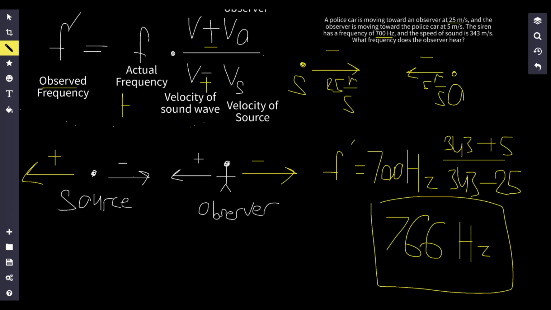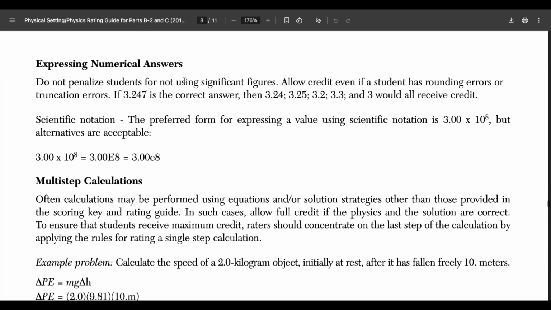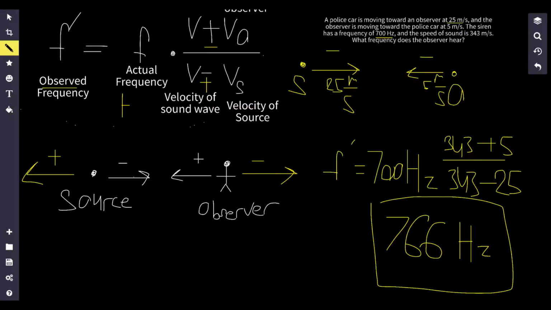For those of you who are worried about rounding during the Regents physics, let me just show you something that will make you very happy. When you're expressing numerical answers, and this is the literal physics rating guide, for grading everything, it says, do not penalize students for not using significant figures. Allow credit even if a student has rounding errors or truncation errors. If this is the correct answer, then 3.25, 3.2, 3.3, and 3 would all receive credit. And for scientific notation, you can write it in 3 ways. All right, that's just a bless right there. Like, whoever did that, I'm going to heaven.